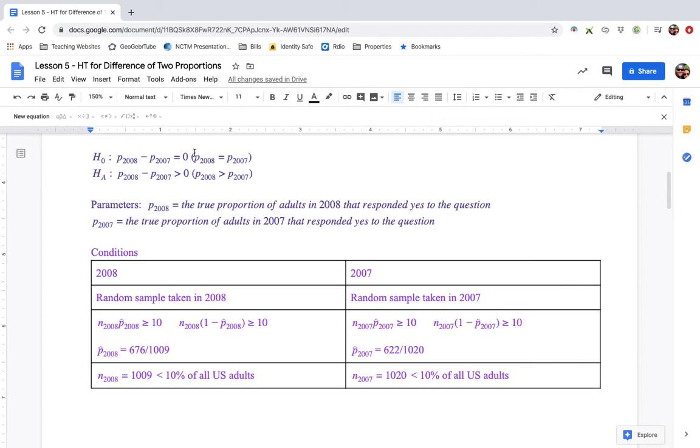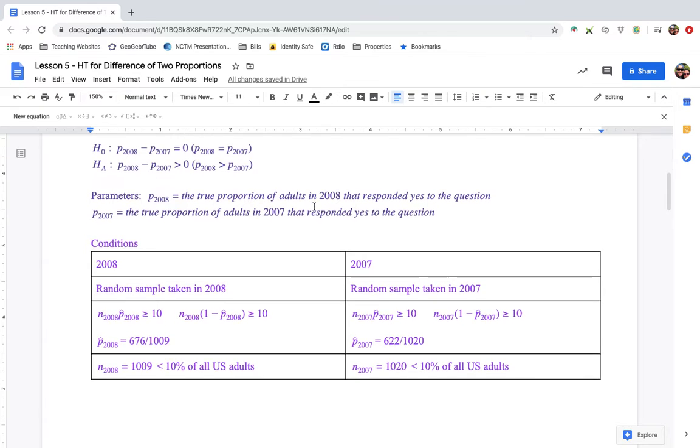Well, if you're expecting them to be equal, then when you come down here, these p hats, these sample proportions, should be pretty equal. Or in other words, the difference between them should be pretty close to zero. So I have a simulation set up that shows us that that is what we should expect to happen.